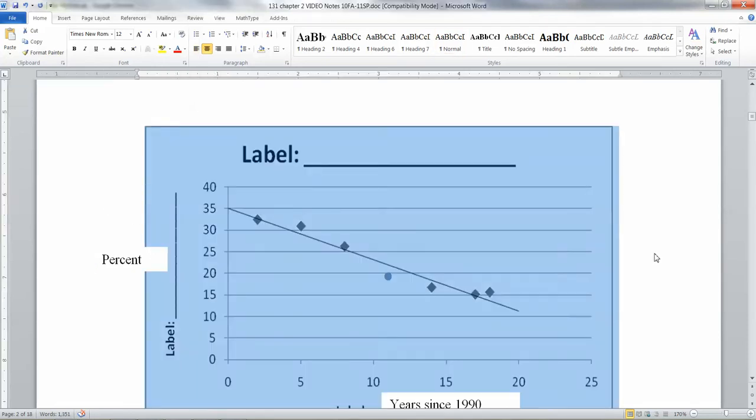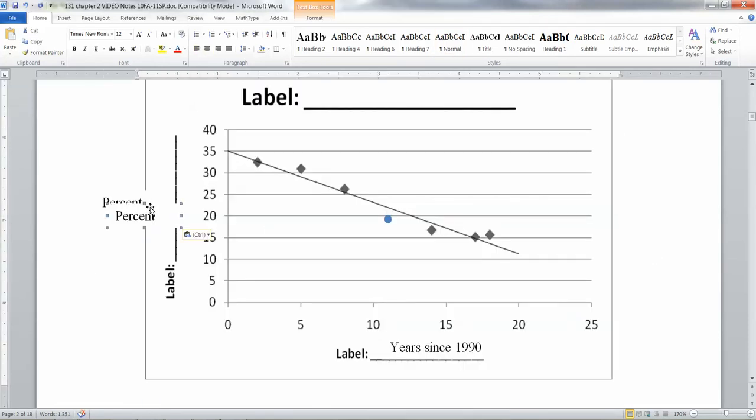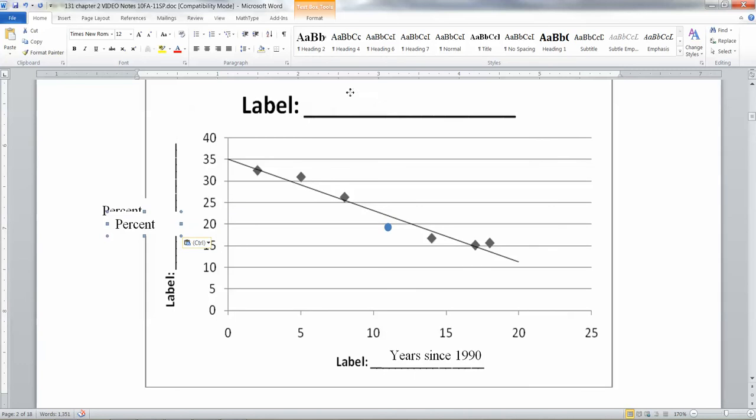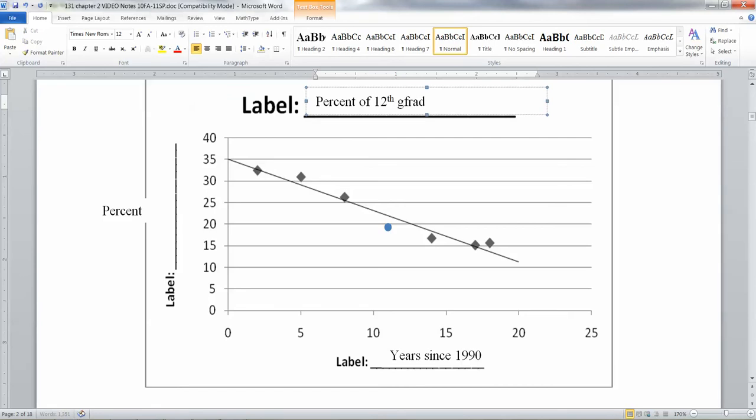Okay, then the last thing we need is a label for the whole thing, and this was percent of 12th graders who've used smokeless tobacco. Percent of 12th graders who've used smokeless tobacco. All set. Ooh, probably should have capitalized that stuff. It's a title, so. And then we're all good.